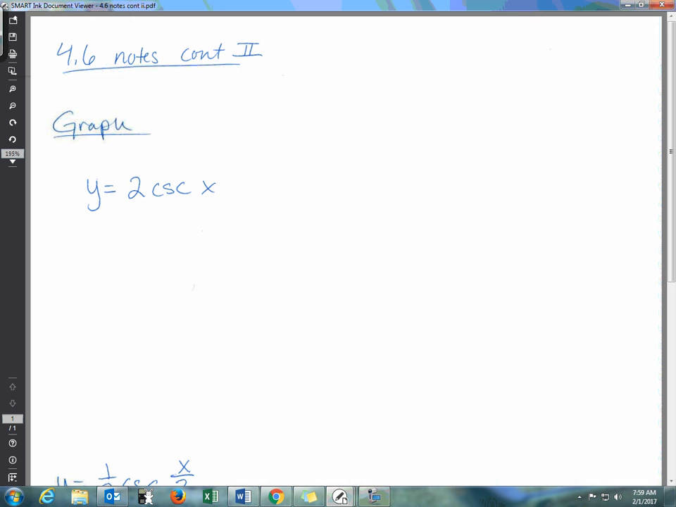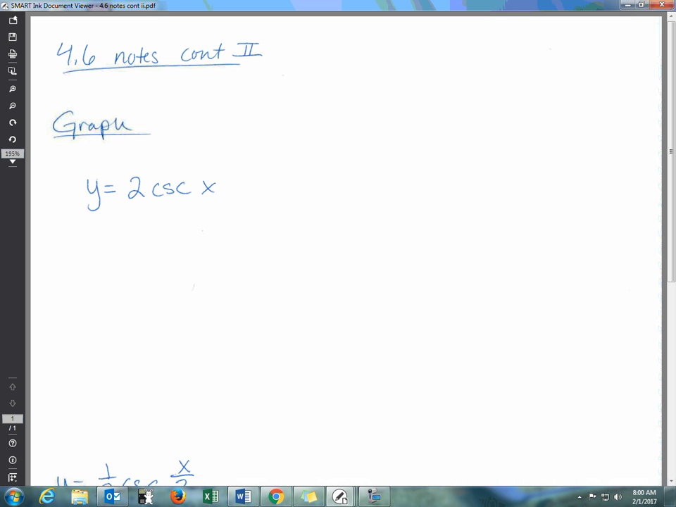Okay, so welcome back. Today we're going to be learning how to graph the other three. We're going to start the process of learning how to graph the other three trig functions. So that's secant, cosecant, cotangent. Today we'll focus on just cosecant and how to graph its trig graph.